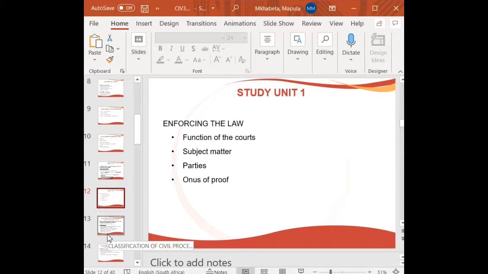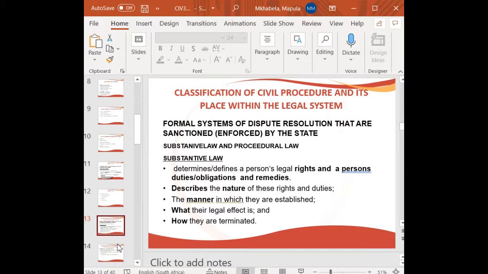Where do we classify civil procedure within the legal system of South Africa? At this early stage, it is important to understand that civil and criminal proceedings may be described as formal rules of dispute resolution that are sanctioned, or rather enforced, by the state. Civil procedure is divided broadly into substantive and procedural law, or you can say adjective law.